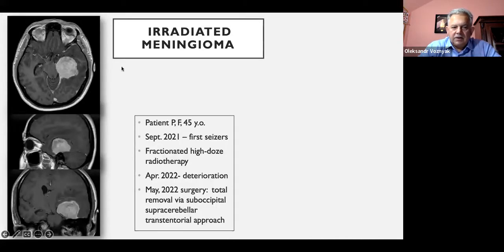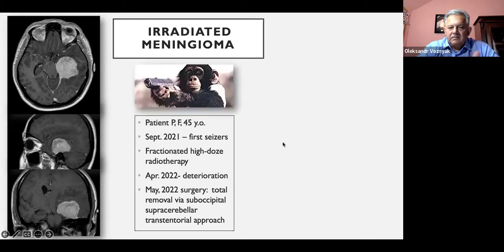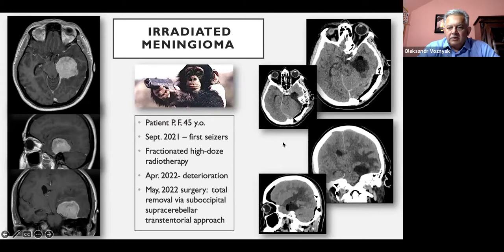This is an illustrated case from last year. This patient was irradiated in some institution in my country. Of course, he started to deteriorate after high dose fractionated radiotherapy. You can see severe edema around the tumor. So the patient was operated on, and we removed this tumor completely without any problems, without neurological deterioration. So this is really a case where irradiation wasn't indicated.